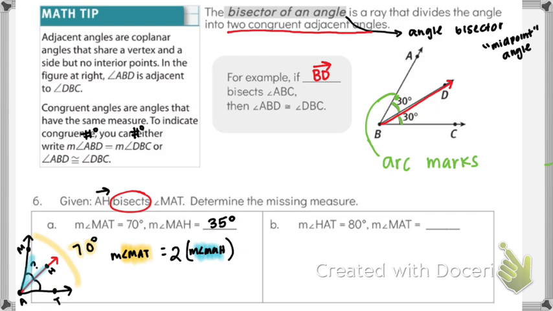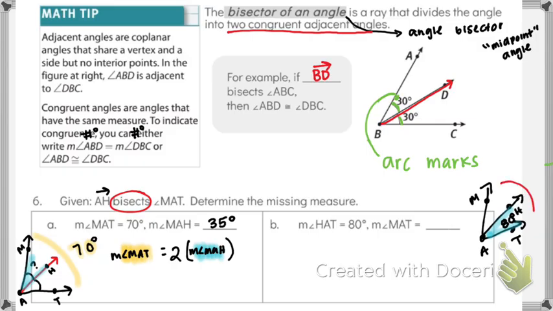All right, this one says, the measure of HAT is 80. Find the measure of MAT. So let's go ahead and draw our angle again. We have an angle MAT. Your bisector is AH, so we put it right there. And then it says HAT, so this right here is going to be 80. And then the question is asking me for MAT.